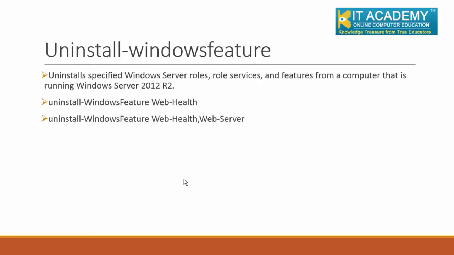In this lecture, we'll see how to work with Uninstall-WindowsFeature on Windows Server 2012. The syntax is pretty similar to Remove-WindowsFeature. You can see Uninstall-WindowsFeature followed by the feature name. If you wish to uninstall multiple features, you can separate them with commas. So let's go back to the PowerShell session and try to run these two commands.